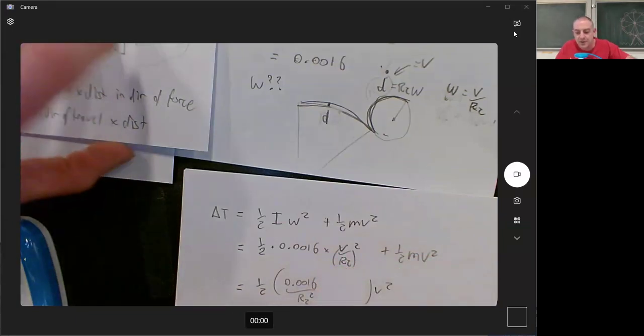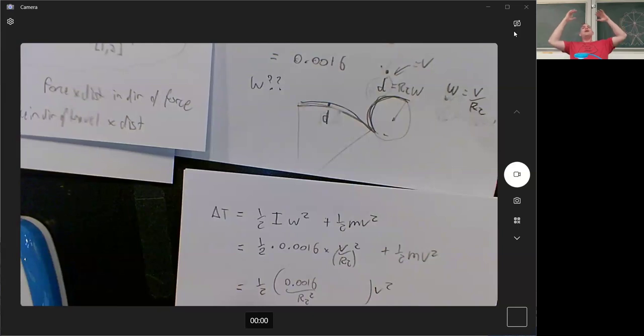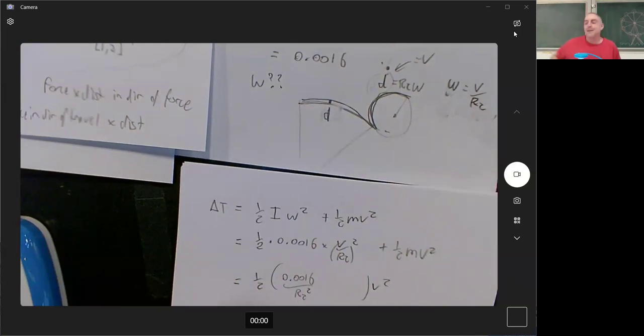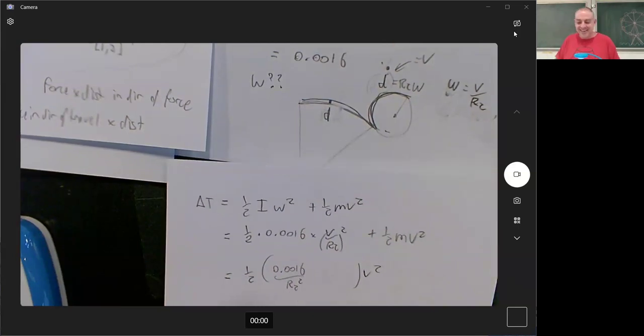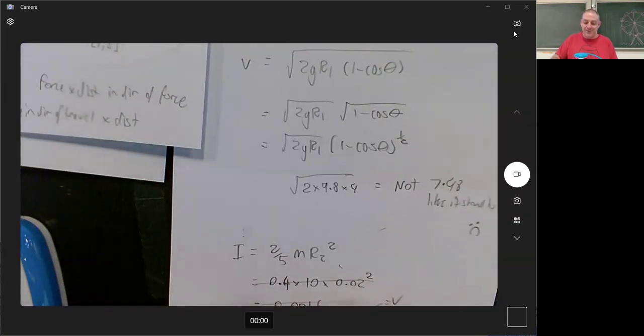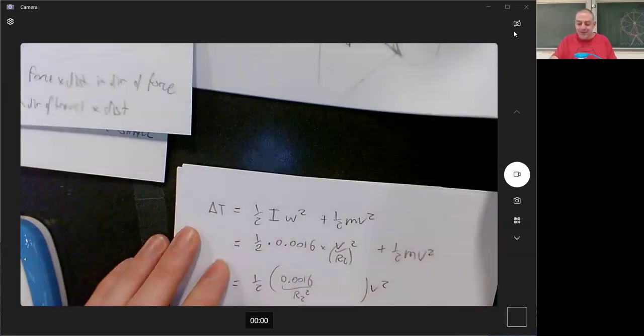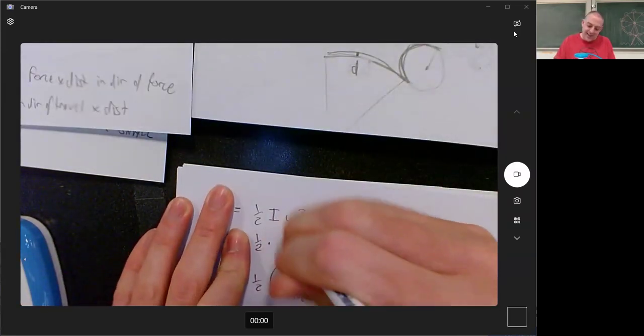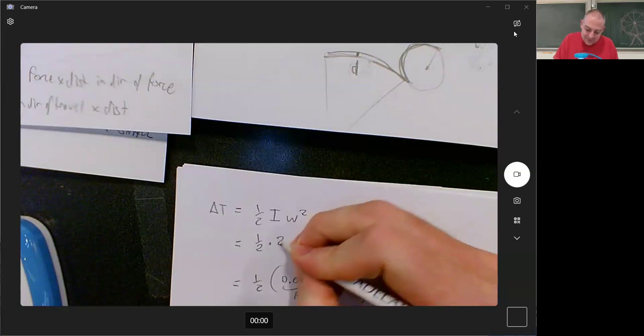Oh, that 0.0016. Oh, for the sake of... Sorry. I didn't need to know what this was. I could have just used it there. Oh, that's just glorious. Look at that. That's amazing.